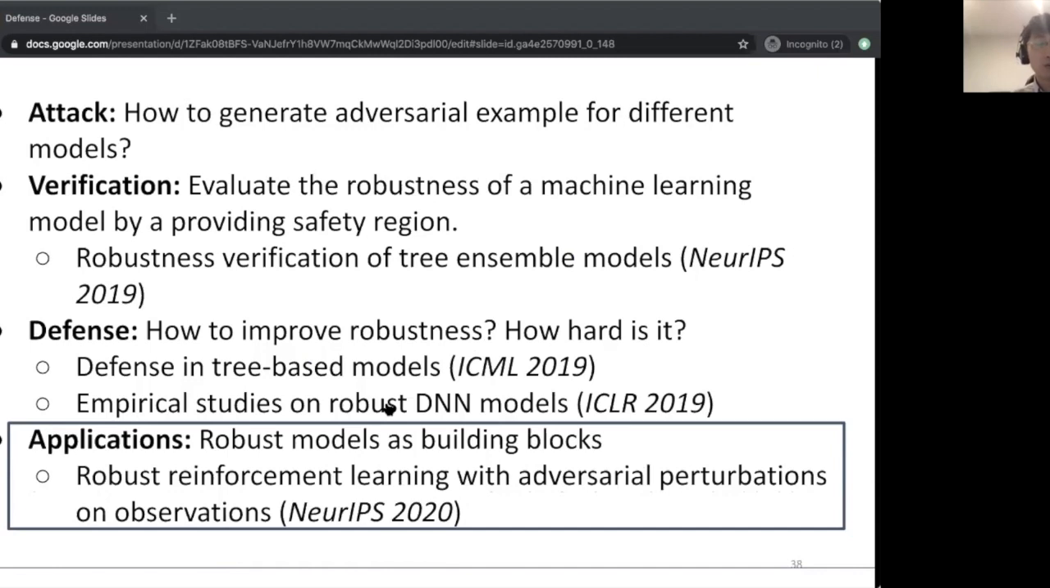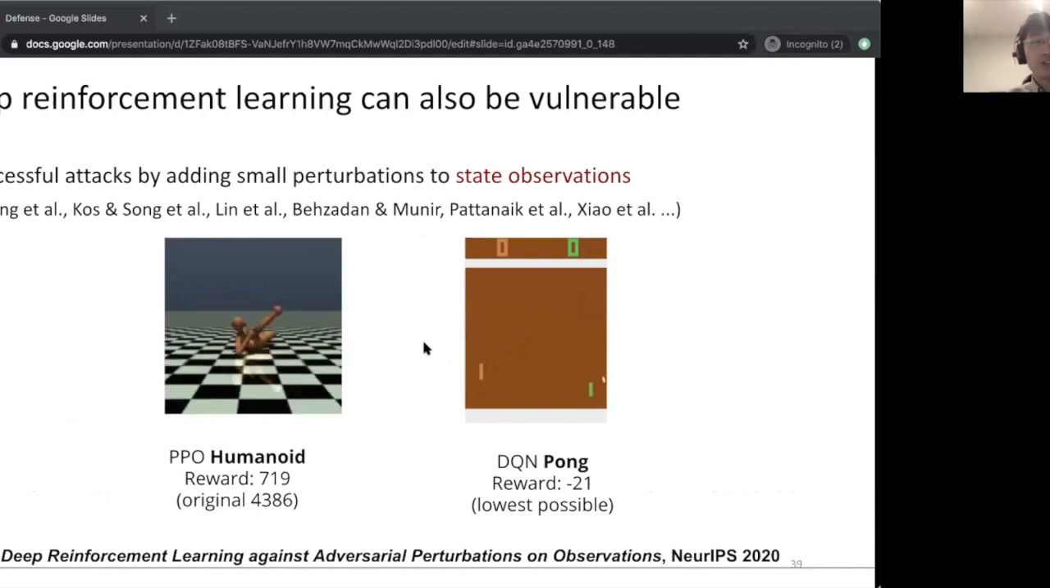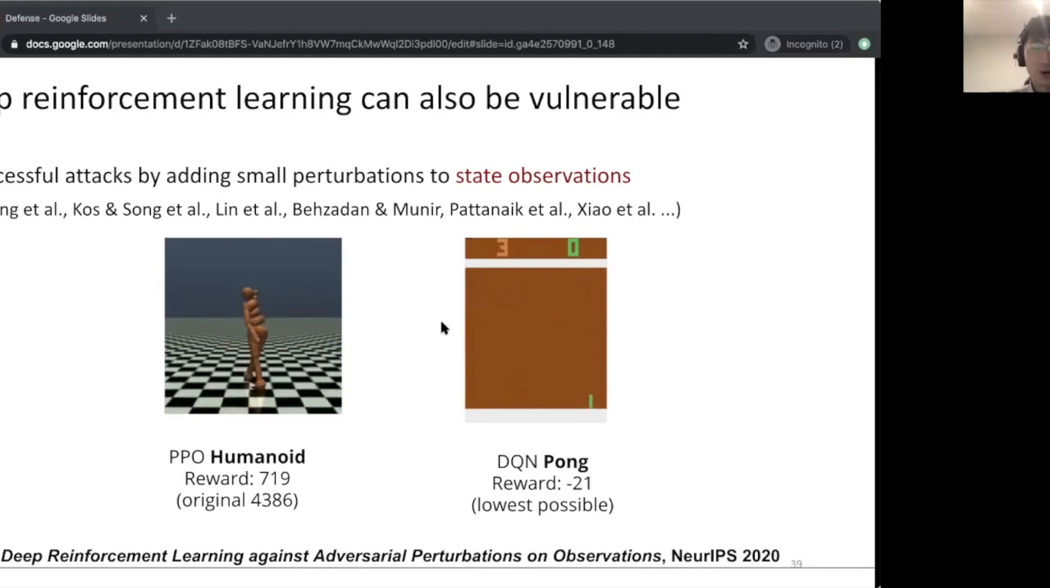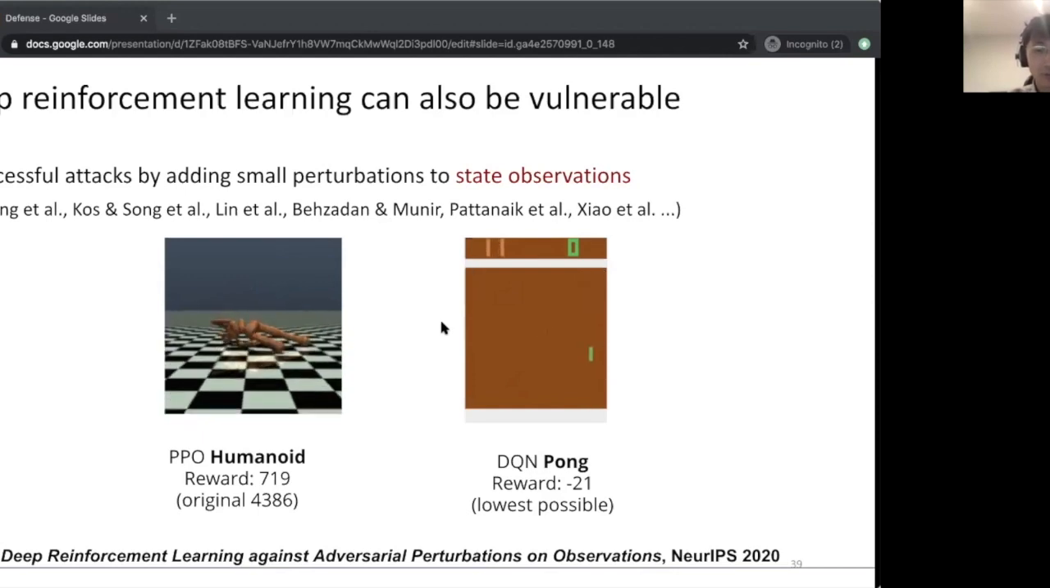So finally, I will present some applications for robust machine learning models. This is the last section of this talk, and it's about using a robust model as a building block to build robust reinforcement learning. In deep reinforcement learning, researchers have also shown that adding a small adversarial noise to state observations can successfully attack agents trained using different RL algorithms for many tasks. So agents can be easily fooled and receive a dramatically low reward.